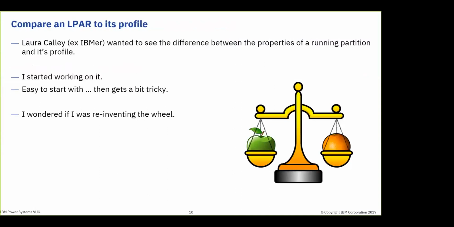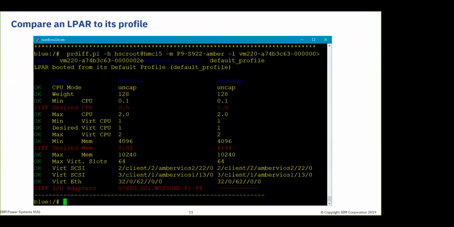I thought, this won't be difficult. And then actually, when you get down to things like the virtual adapters and the physical adapters, it does start to get a bit difficult. And I thought, somebody must have done this already. And I came across this beautiful utility called PRDiff. It's a Perl script, so you need Perl to be installed. Well, that's not a problem. And you have it on a Unix machine or Linux machine which has got SSH access to an HMC, and you can see I've run the command here, -h hscroot@HMC15. So this is the HMC that I'm going to talk to.